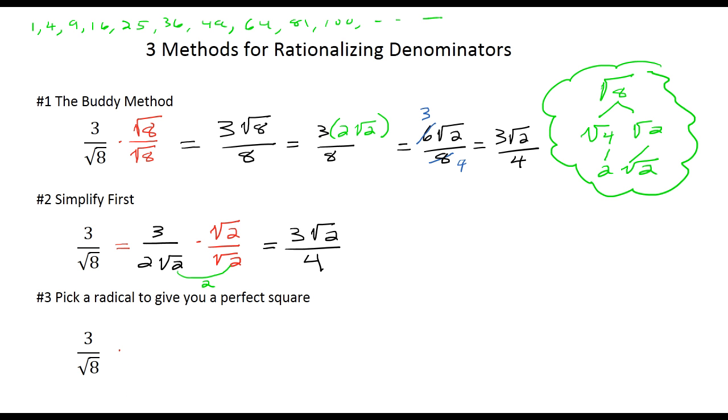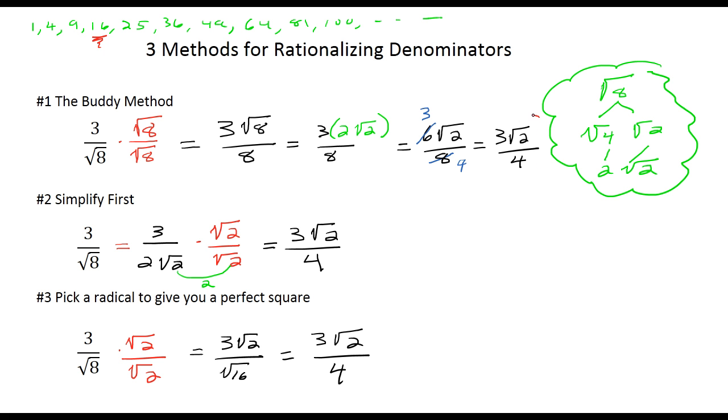So when I look at this, I know that 8 times 2 gives me 16. So what I'm going to do is multiply by radical 2 over radical 2, because then that gives me a 3 radical 2 in the numerator and a radical 16 in the denominator. I chose it so that it would give me a perfect square, because then I could simplify that and get rid of the radical.